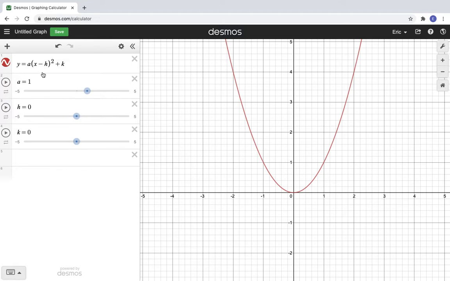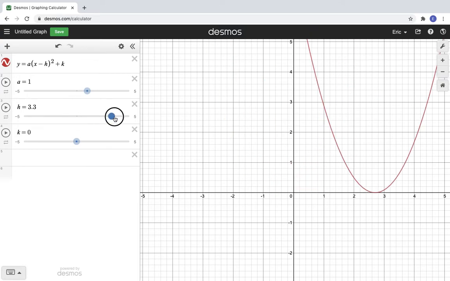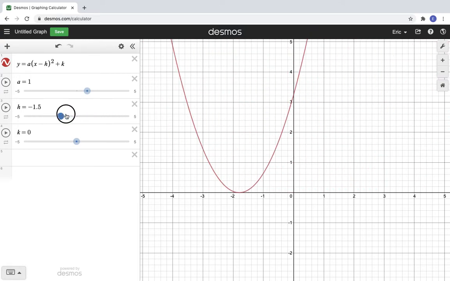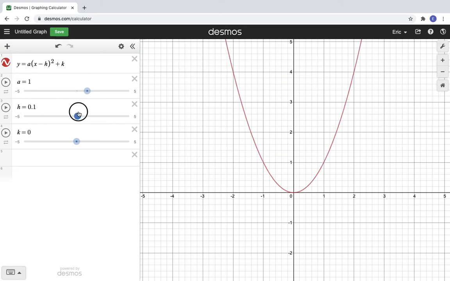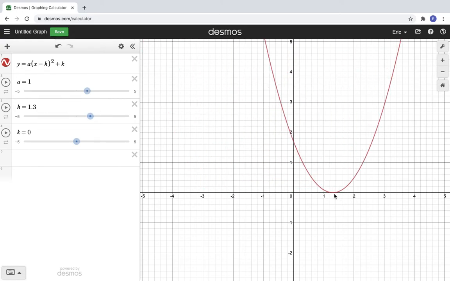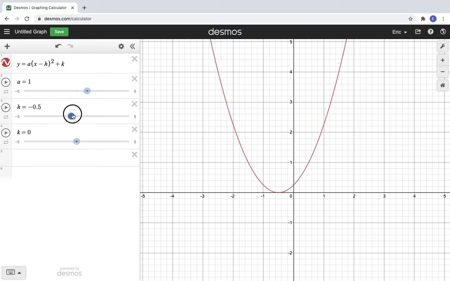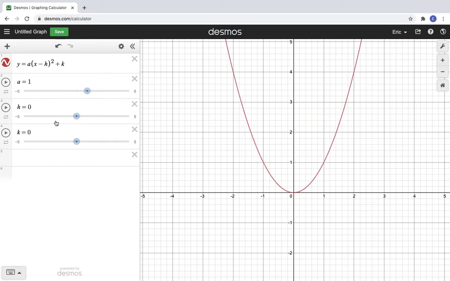Okay, so how about this h here? This h controls the movement of our parabola going to the right or going to the left. If h is positive, it is in the positive x-axis. If h is negative, it is also in the negative x-axis. So this h controls the left and right movement.